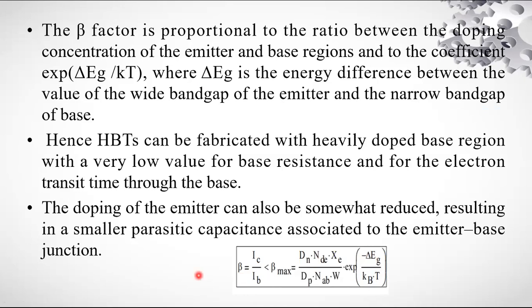Now HBTs can be fabricated with heavily doped base region and with very low value for base resistance and for electron transit times to the base. Okay, so now we'll see what are the improvements which we can do to this HBT. So suppose if the doping of the emitter is reduced, then that results in a smaller parasitic capacitance associated to the emitter base junction.